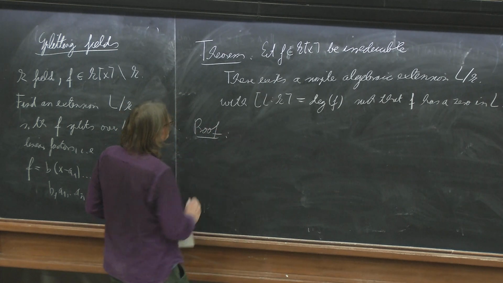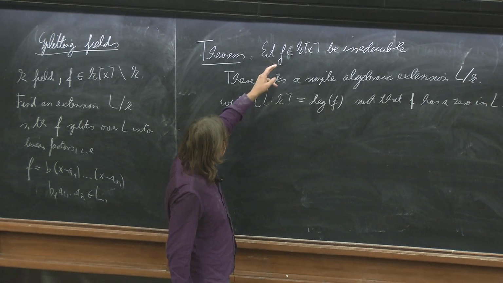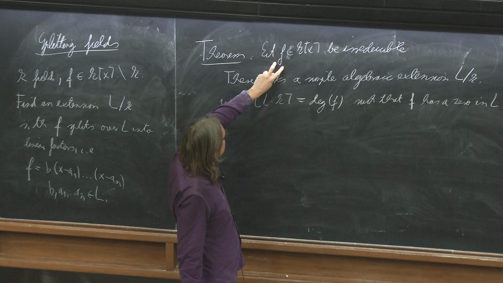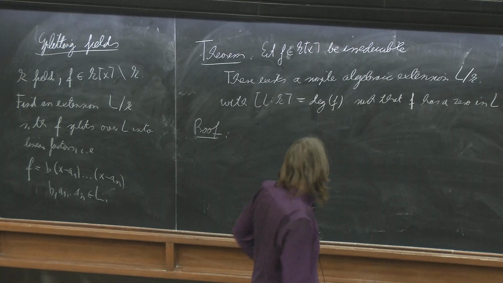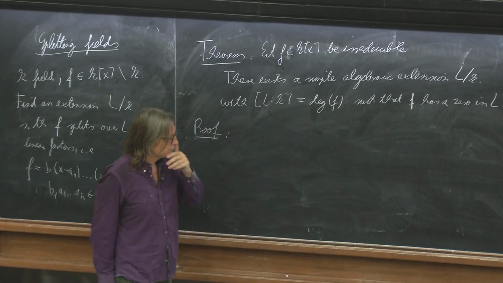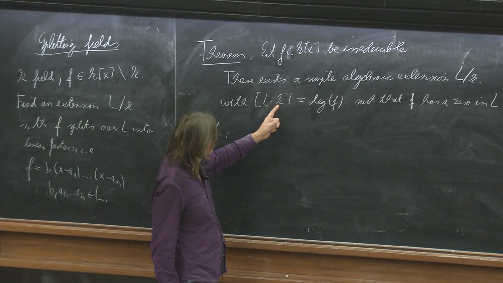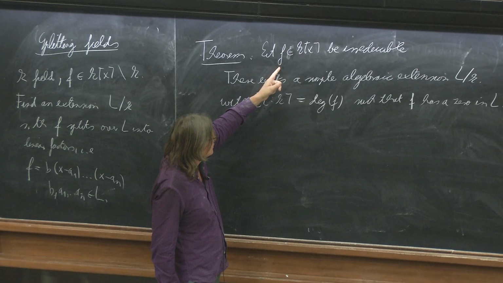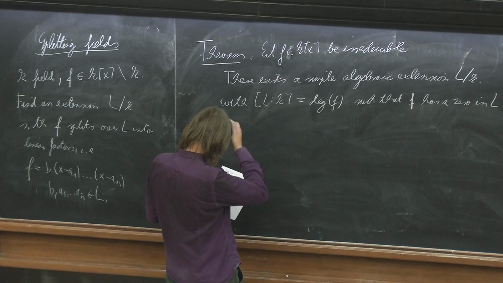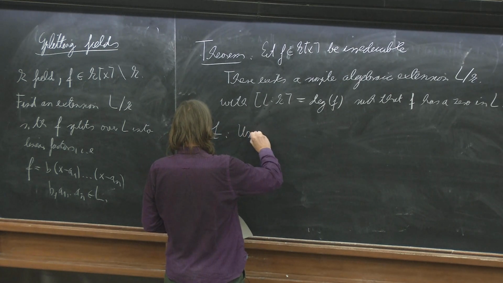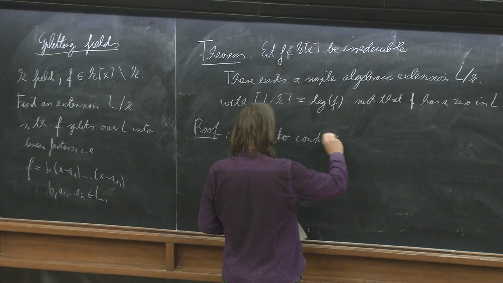So note we are not given any other field. We are only given K and F. So we somehow have to construct our field L out of F. And we have only one way how we can do it, which we have just used a moment ago. We can take K[x], polynomials in K[x], and divide by the ideal generated by F. And we hope that this will do it. So let's see. We use F to construct L.